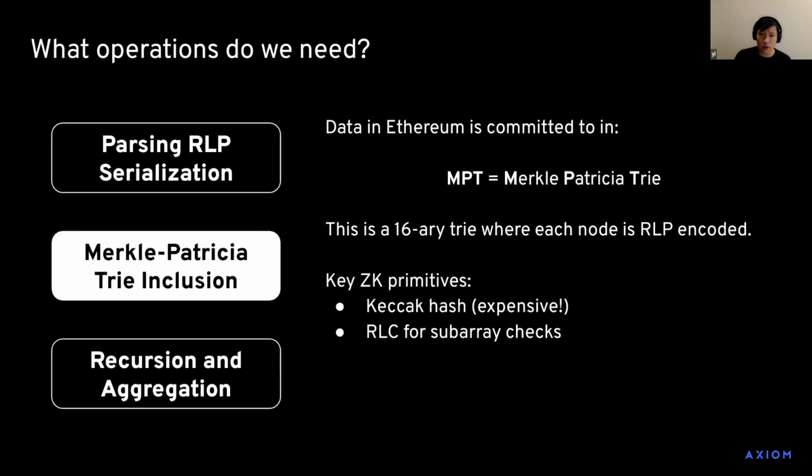chain is actually committed to in what's called the MPT. So that's a Merkle-Patricia trie. And this is a degree 16 trie. The relation to RLP is that every node in the trie is actually encoded using RLP. To provide inclusion proofs into this MPT, we have to use the Keccak hash, which is actually the most expensive part of our whole system. And then we have to use RLC to check that Keccak hashes of lower nodes are actually appearing in higher nodes.